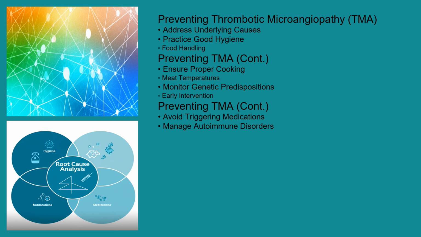Preventing TMA largely depends on avoiding the underlying causes. Practicing good hygiene, especially when handling food, can help prevent Shiga toxin-producing E. coli infections. Ensuring adequate cooking temperatures for meat can also minimize risk. For those with known genetic predispositions to atypical HUS, proactive monitoring and early intervention may be necessary. Avoiding unnecessary medications known to trigger TMA can also be beneficial. Careful management of autoimmune disorders can also reduce the risk of developing TMA.